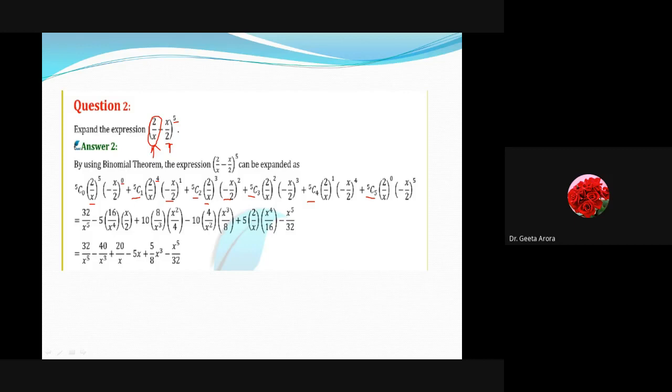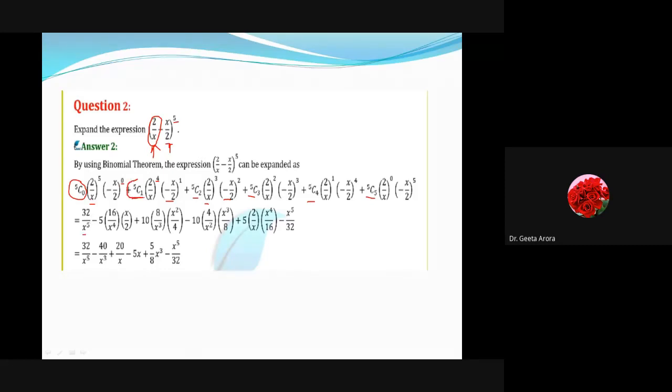Let me tell and confirm what values we are getting. nC0 is 1, correct? So we are getting from here 2 raised to power 5 divided by x raised to power 5, because here this term is going to be 0. I hope all of you know that n raised to power 0 is always 1, whatever n is. Similarly, here we are getting this term raised to power 0 as 1. So from here we are getting 32 by x^5.